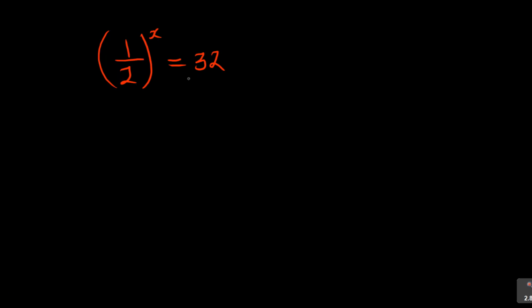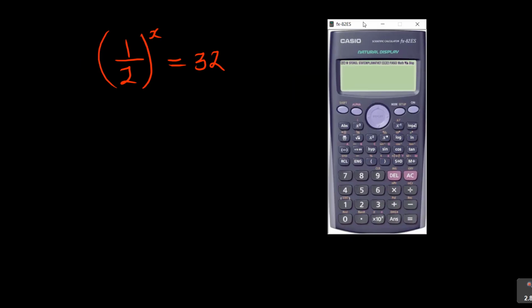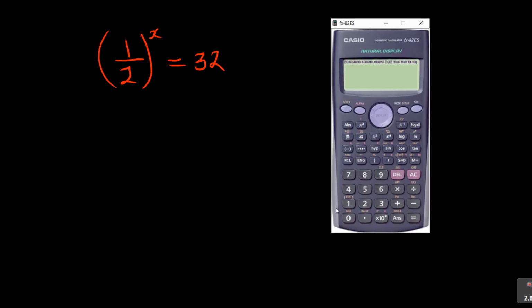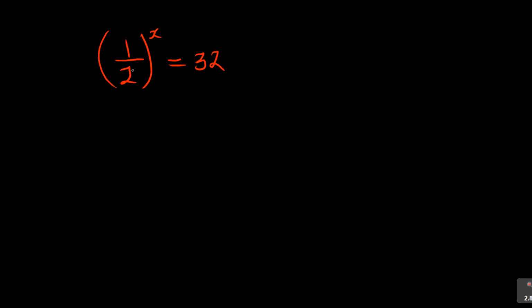How do you solve for x? Not complicated. You just need to know your calculator here. What is 32? Look at the 2 there. So 32 is 2 to the exponent, I think 4. No, 2 to the exponent 5. You see? So you need a chance to do that.